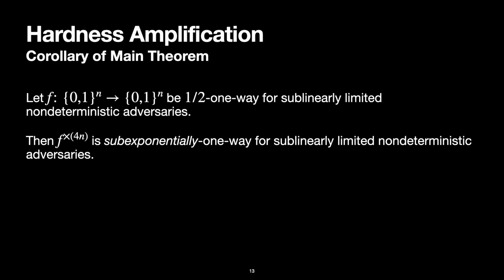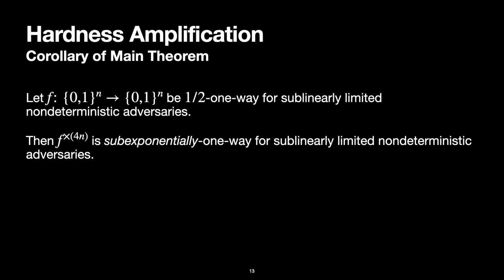For dream hardness amplification, this is the theorem that we're going to prove over the next few slides. Suppose I have a one-way function, f, that is 1/2 one-way for sublinearly limited non-deterministic adversaries. And by that I mean the sublinearly limited non-deterministic adversaries have a success chance of no more than 1/2. Then a small direct product of f is sub-exponentially one-way. In a classical setting, a small direct product of f, if f was a standard weak one-way function, would not be sub-exponentially one-way, would simply be a negligible success chance.